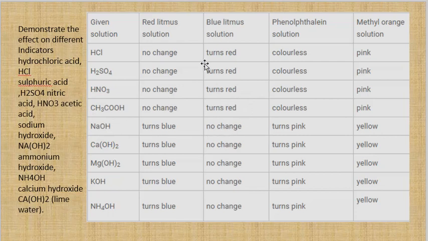Hydroxide base, it does not turn the blue litmus anything, but a red litmus, it turns to blue. Sodium hydroxide turns it blue. Calcium hydroxide turns it blue. Magnesium hydroxide turns it blue. This is the litmus reaction.